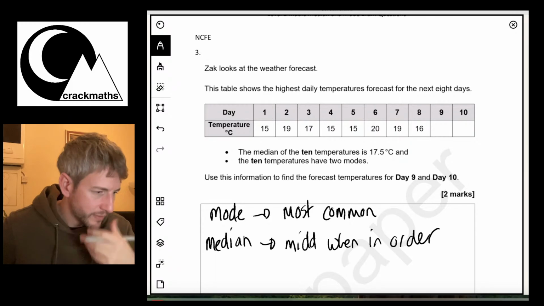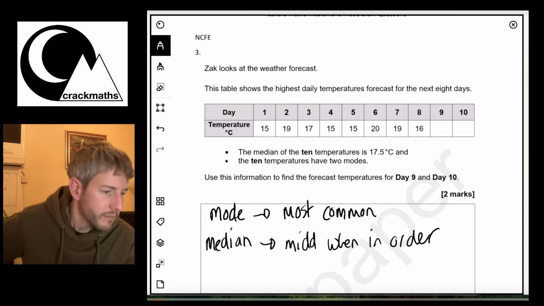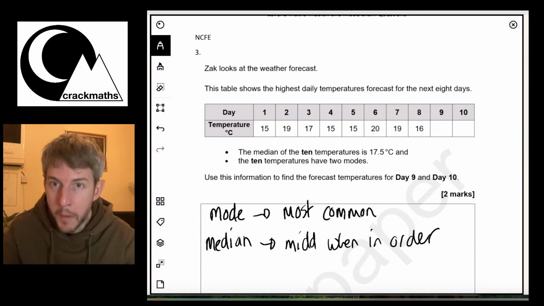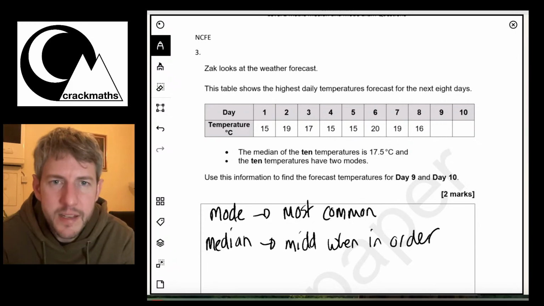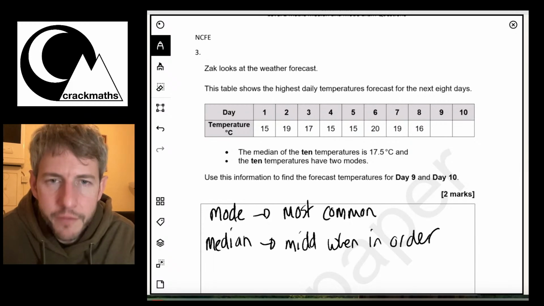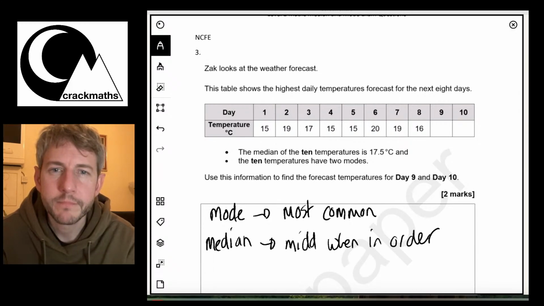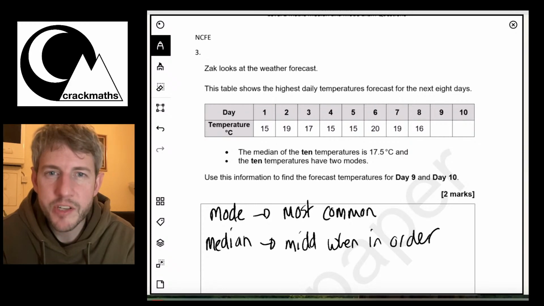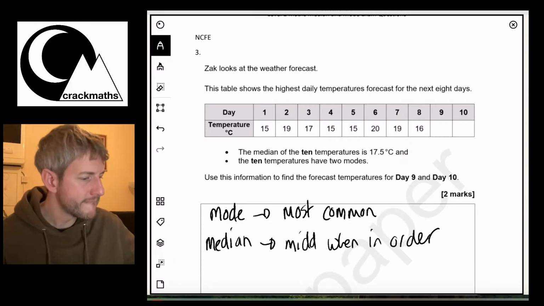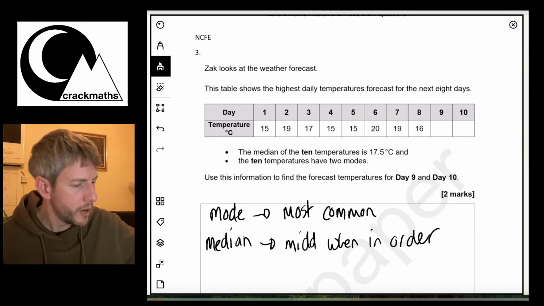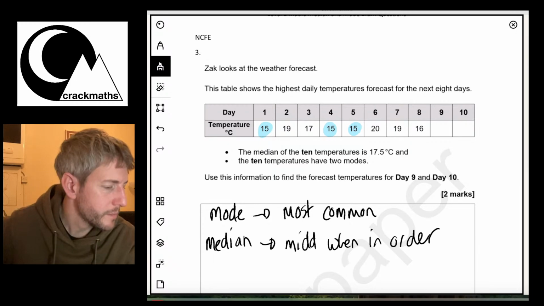Okay, so what have we got here? We've got these 10 temperatures. The median of the 10 temperatures is 17.5. Right, okay. The 10 temperatures have 2 modes. Right, so what can I see? I can see that the mode currently is 15, because there's 3 of them.